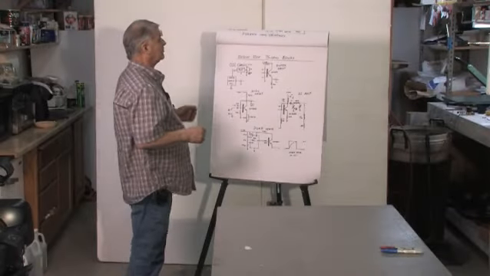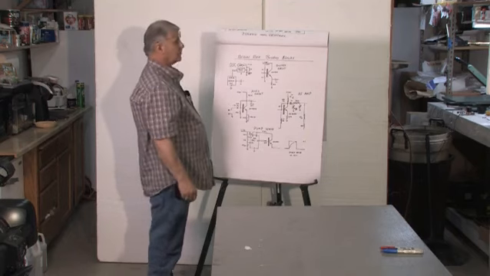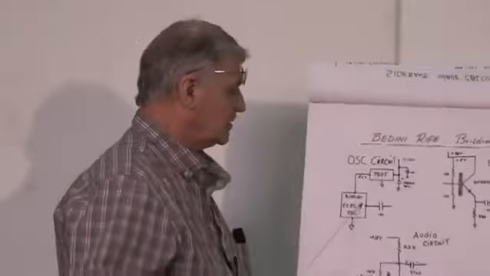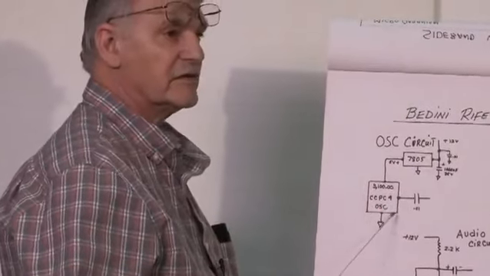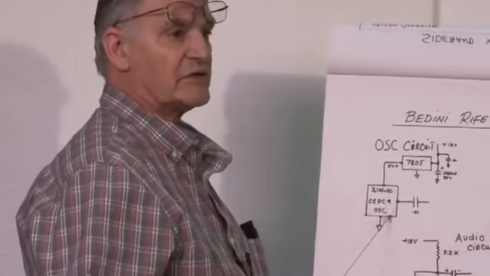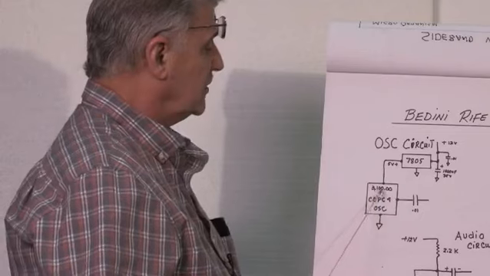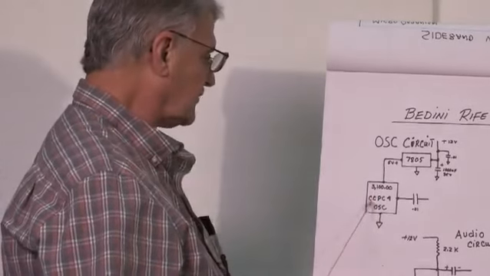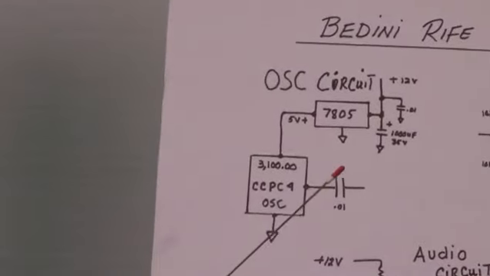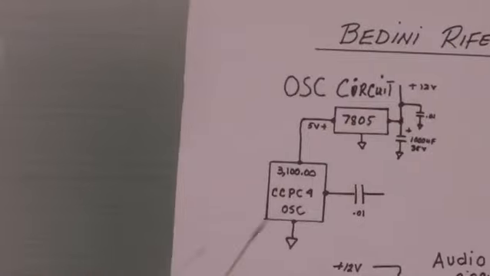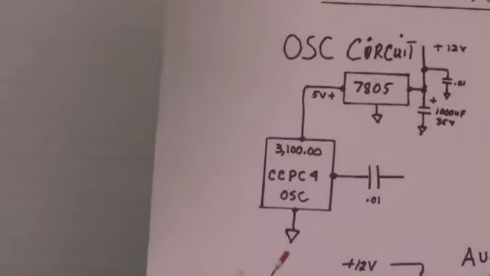Okay, so now we're going to move on to more technical, the building blocks for the Rife machine. So the first building block is the fundamental oscillator. Now this is a programmable oscillator that you have to buy and you have to program it. So you need a programmer to program it. And it's a CCP C4, which you can get at DigiKey. And I think you give them a little bit and they'll program that frequency for you. Who? DigiKey? DigiKey Electronics. They're on the internet.